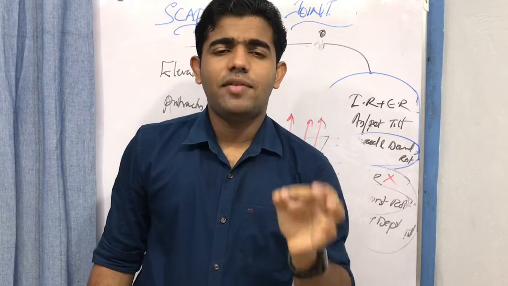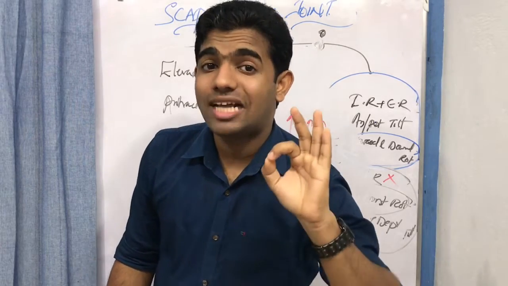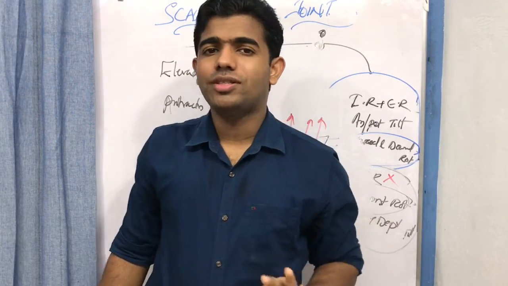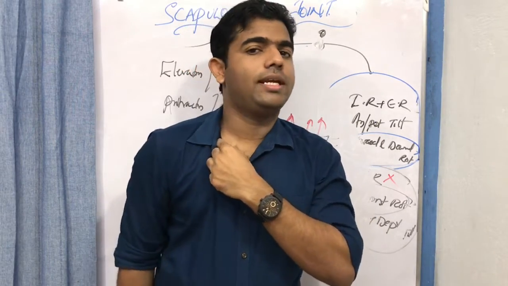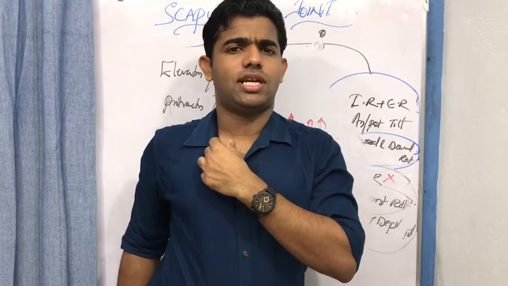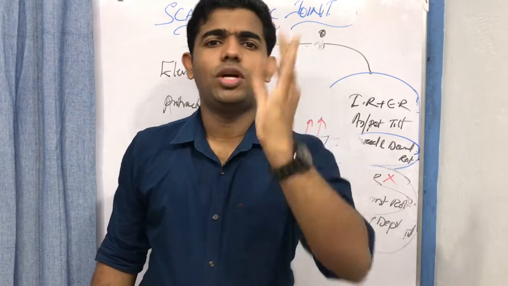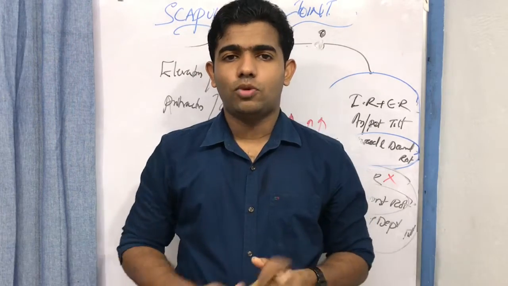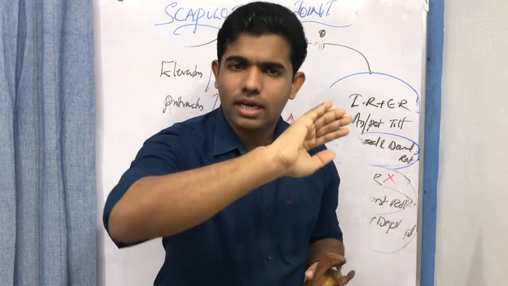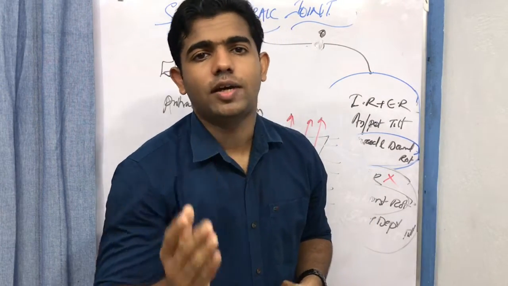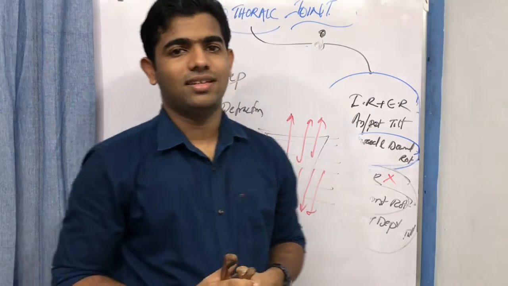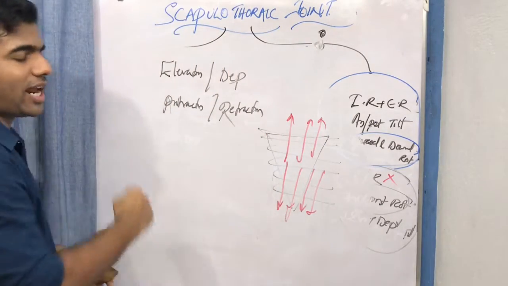That means elevation and depression is not pure translatory motion. In other joints, you can have medial lateral translation, anterior posterior translation, superior inferior translation as pure translatory movement. Here that is not possible because of the curved convex shape of the rib cage. Right? Yes. And the last movement is protraction and retraction.